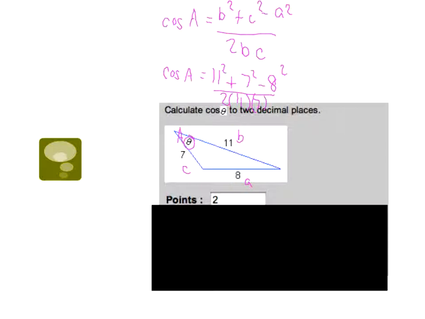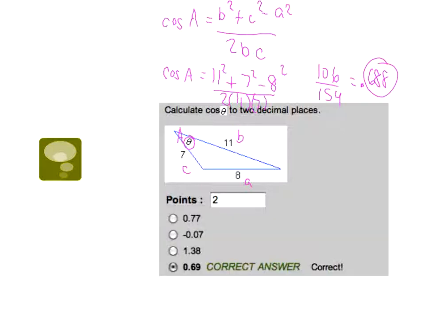So let's finish solving. Once I solve my top, I get 106. Once I solve the bottom, I get 154. So when I divide that fraction, I get 0.688. So sometimes they're going to ask you to leave your answer in decimal form. In this case, they said calculate cosine theta. So we found that cosine theta equals 0.688. That's not the angle measure.